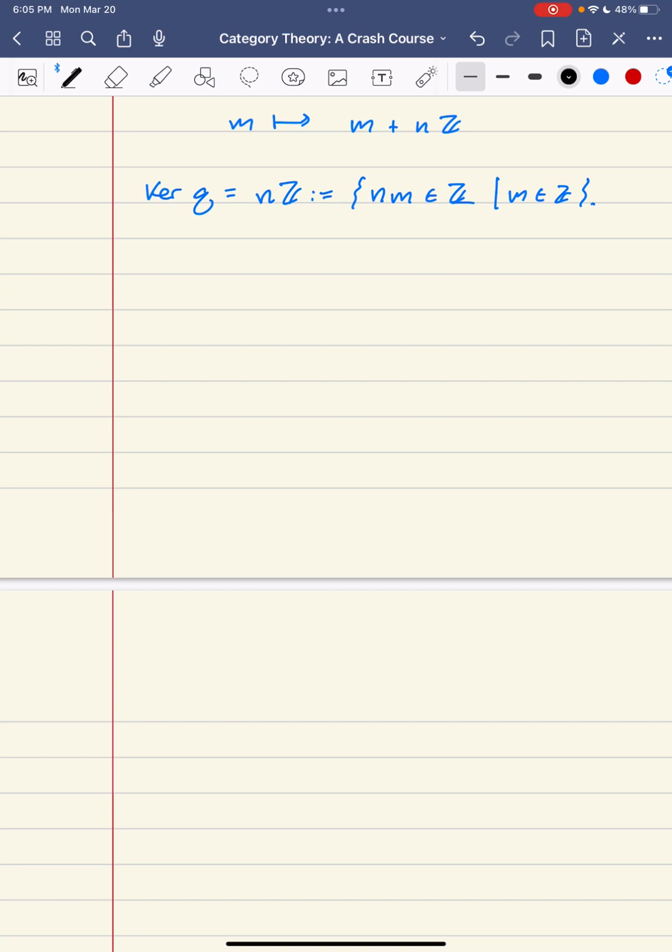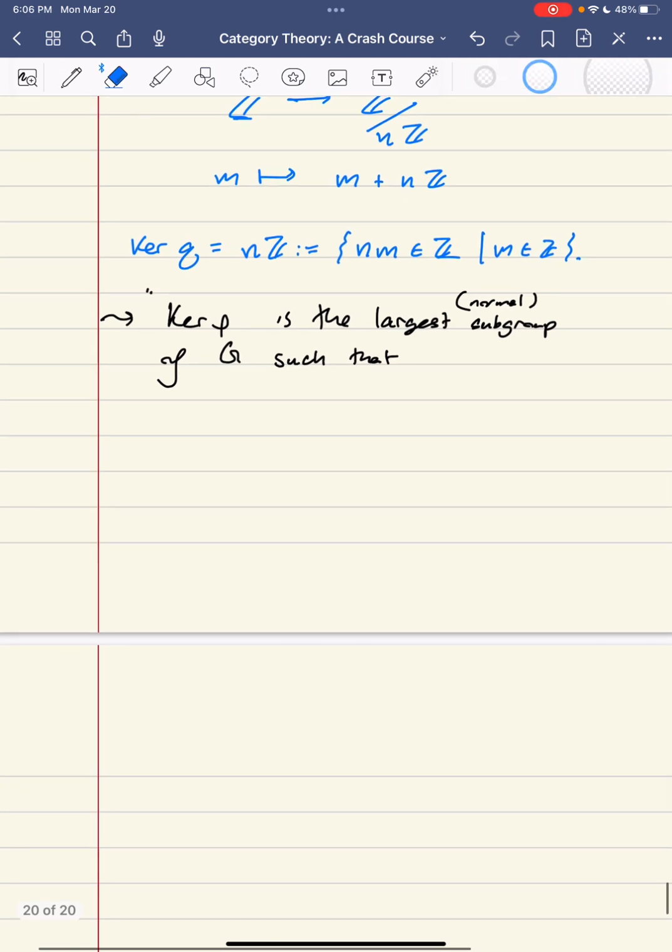What I'm going to say is that the kernel of phi is the largest subgroup, maybe I'll say normal, of G, such that it is killed off by phi. I'm going to say annihilated by phi.